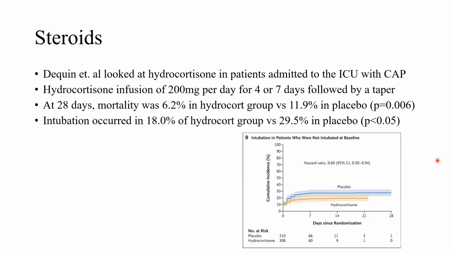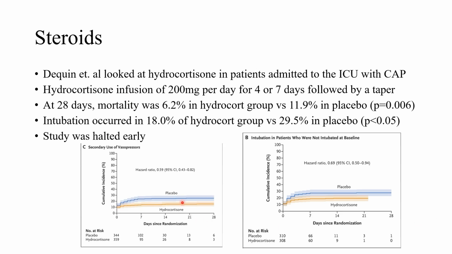They also looked at intubation. Intubation occurred in 18% that were in the hydrocortisone group versus almost 30% in the placebo group. That was also significant. So what we're looking at here in the graph is as time goes on, what are the chances of being intubated, the placebo line above the hydrocortisone line the whole way. The study was even halted early, right? So their results were so convincing that they stopped the study.